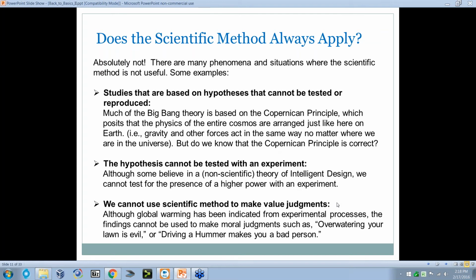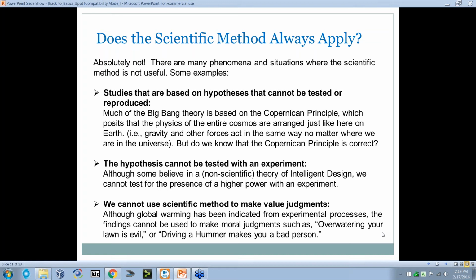Hypotheses cannot be tested with an experiment. There are many people who believe in a theory of intelligent design, but we can't test. We can't test for the presence of a higher power with an experiment. We can have faith, but we can't test with an experiment. So a scientific method wouldn't apply there. And we can't use scientific method to make value judgments.